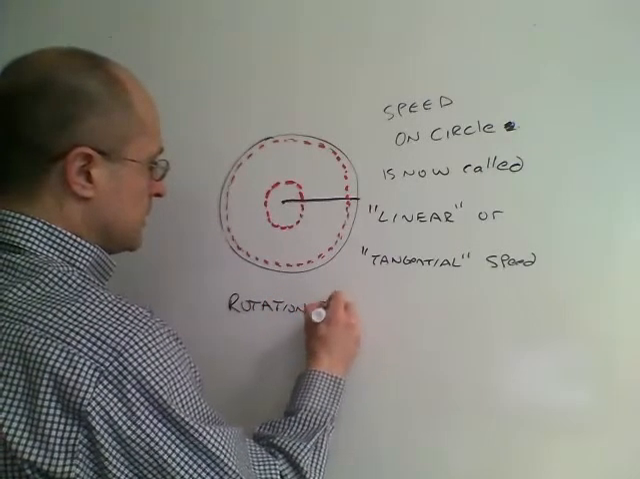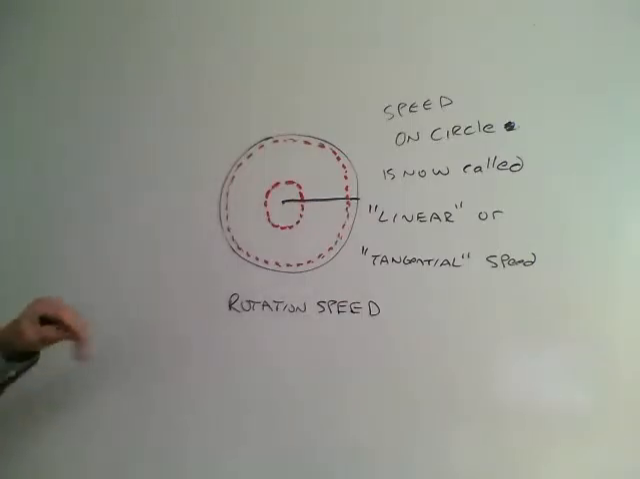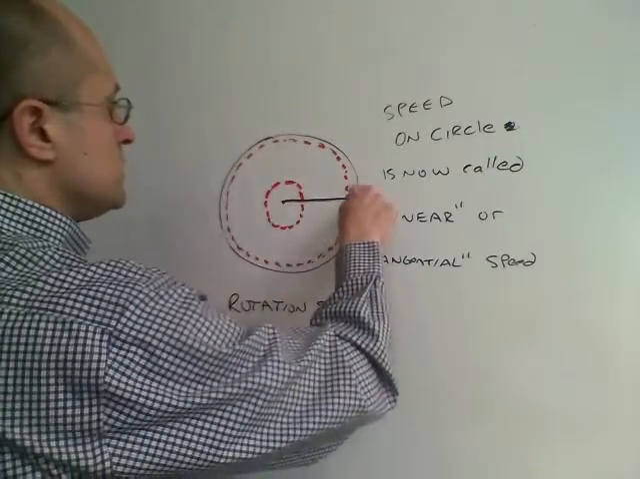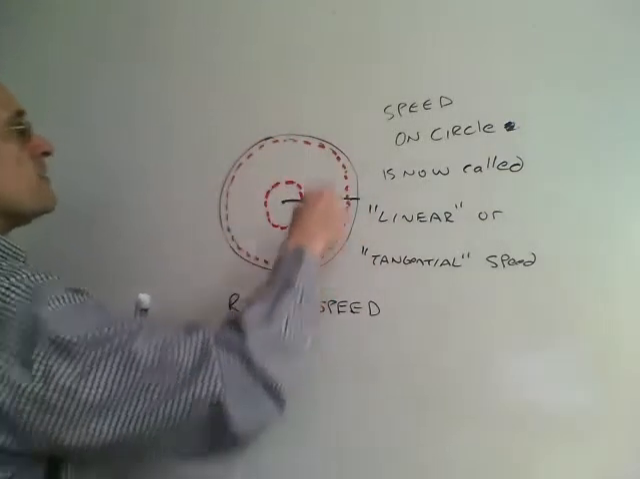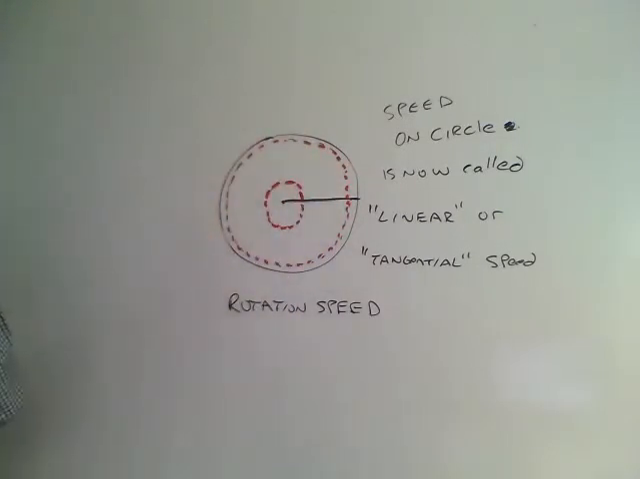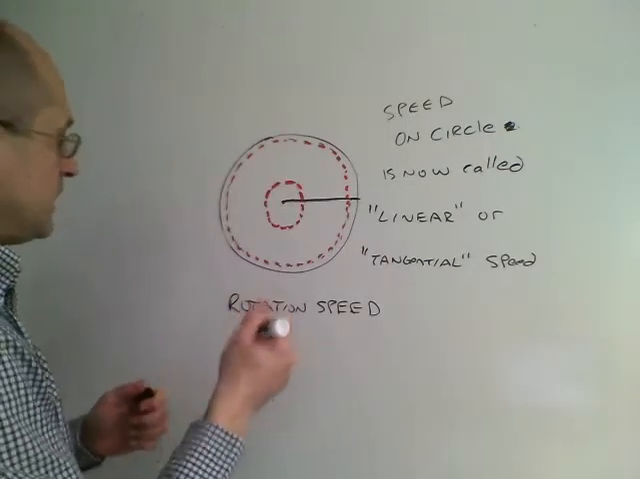Rotational speed, or rate of rotation. Now, when we think about rotational speed, the easiest way to think about it would be just to stand over here and count the number of times this black line goes by you in a given amount of time. And that's exactly what a rotation speed is.